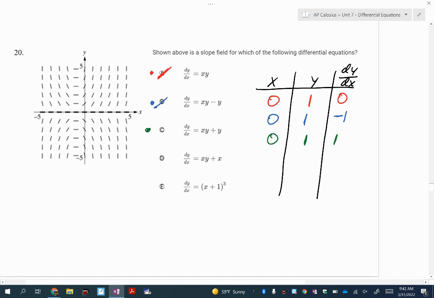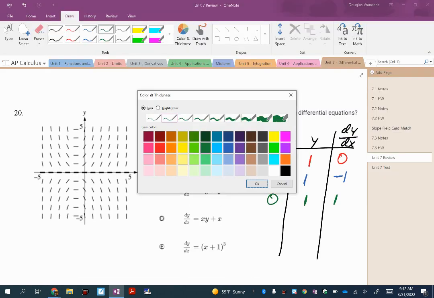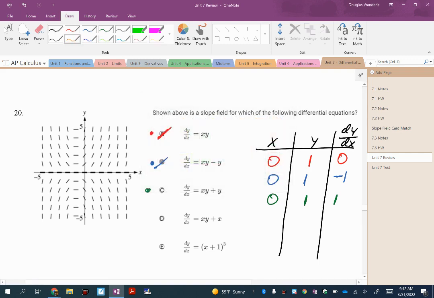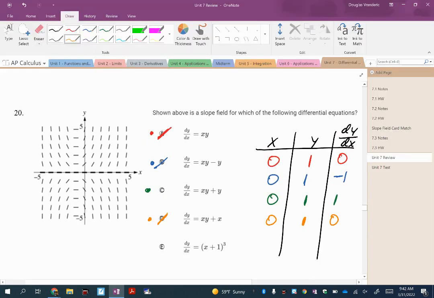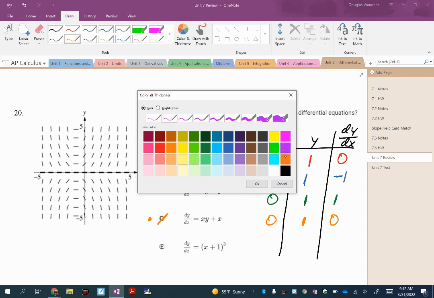All right, so let me try another color here, orange. Do 0, 1 for this one. So 0 times 1 is 0, 0 plus 0 is 0. We know the slope is not 0 for that one, so it's not orange. And finally, let's do purple.